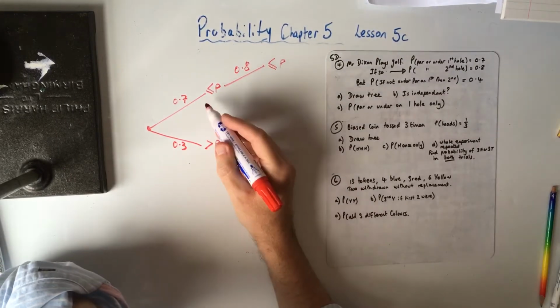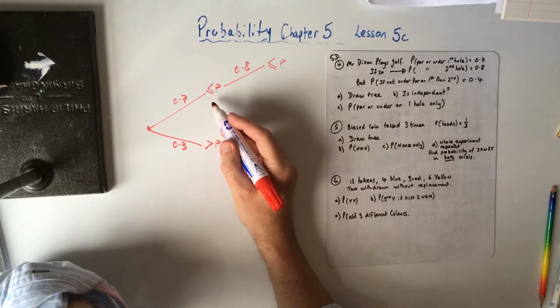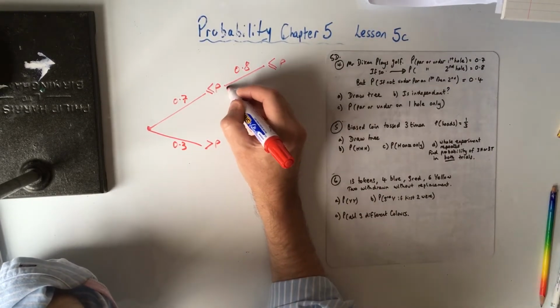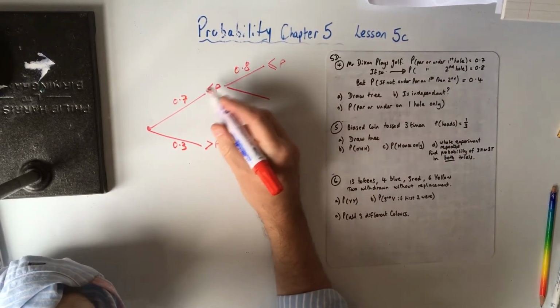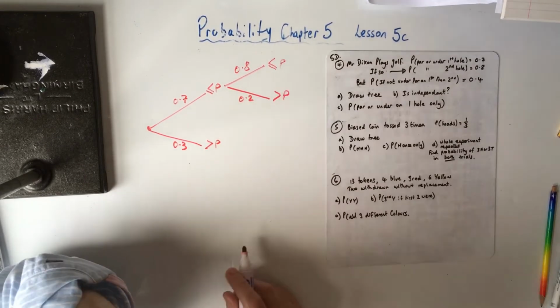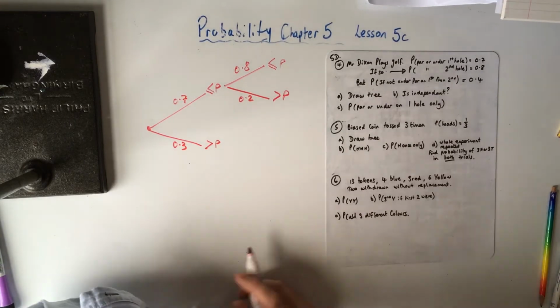Okay, he's well up for it. He scored par, so he's happy with that, or he scored less than par, he's really happy, so it's 0.8. So that means on the second hole, if he's done well on the first one, there's only a 0.2 chance that he goes over par on the second one.